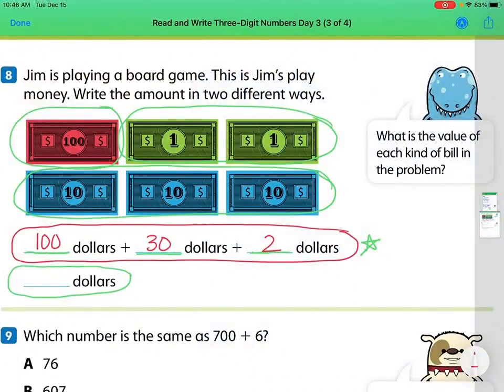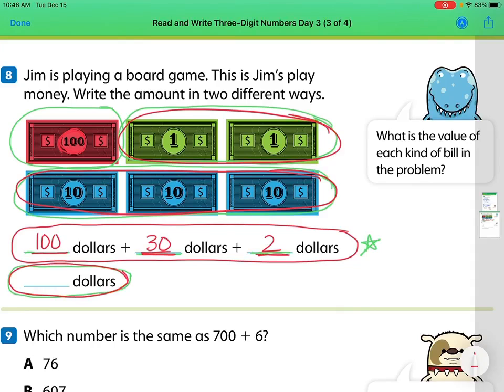Okay, I hope you found the value of all of those dollar bills. We had one $100 bill here, and that value is 100. We had 3 tens right here, and 3 tens is a value of $30. And then we had 2 ones, and the value of 2 ones is $2. Now you're going to write the total amount of dollars here. Pause the video and write the total amount, the total value of dollars.